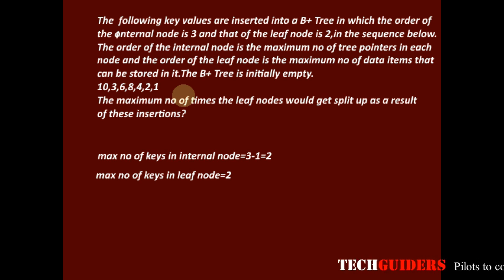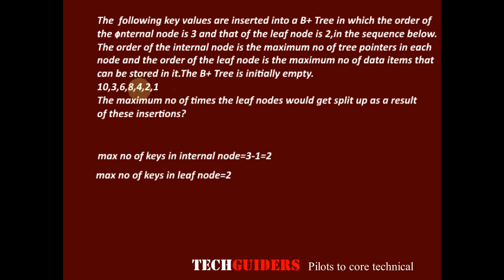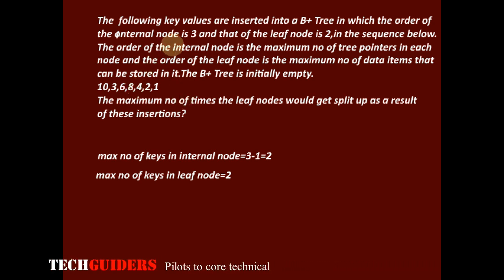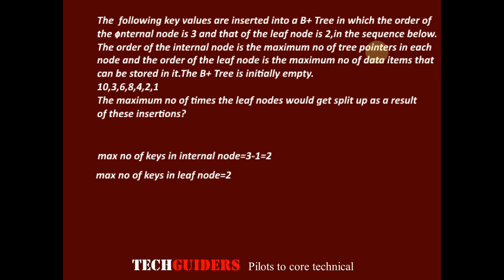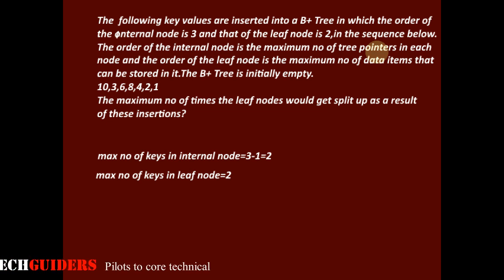So we need to construct a B plus tree index with this insertion sequence. It is given the order of the internal node is 3, which is the maximum number of tree pointers which can be kept in the internal node. That is the maximum number of children an internal node can have. Then what will be the maximum number of keys that can be kept in the internal node? 1 less than it, which is 2.